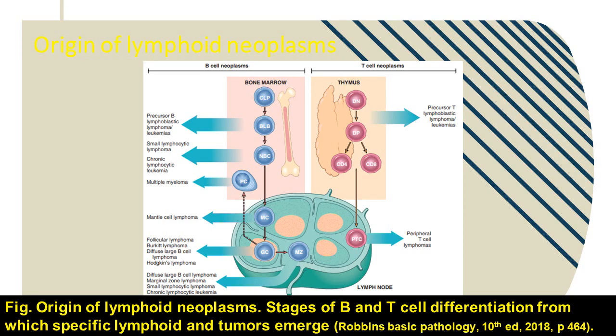This diagram illustrates the origin of lymphoid neoplasms. Here, stages of B and T cell differentiation from which specific lymphoid tumors emerge are shown.